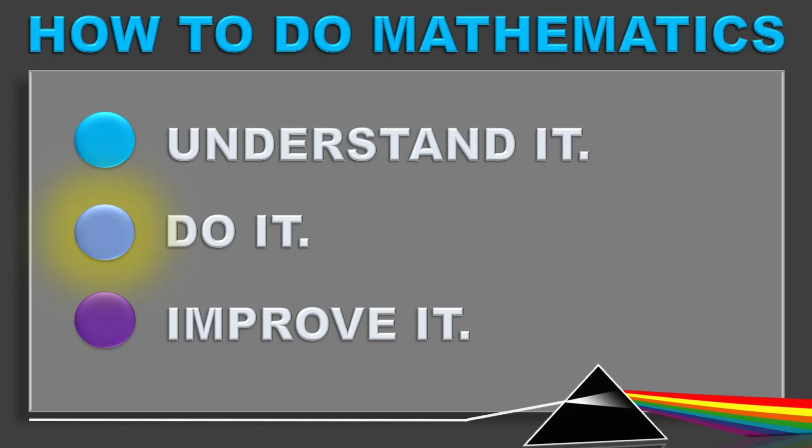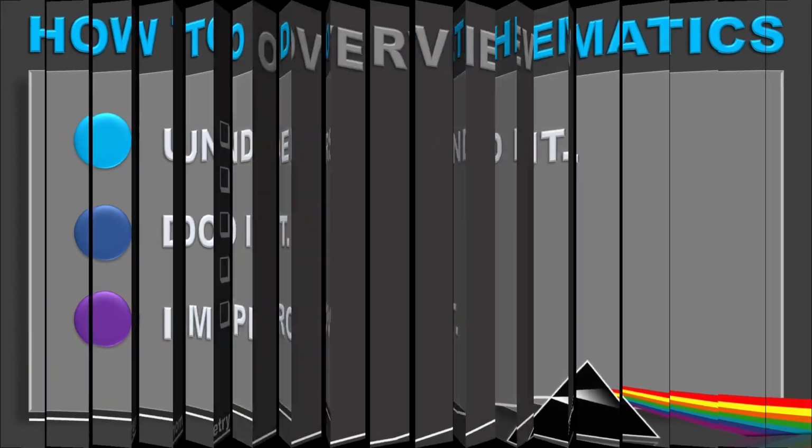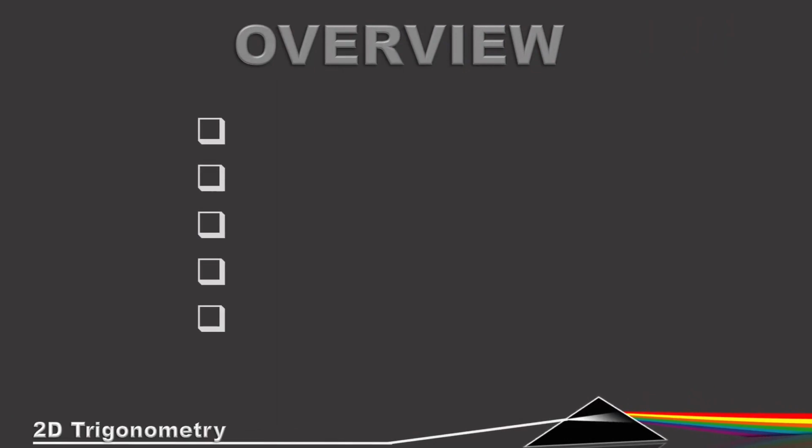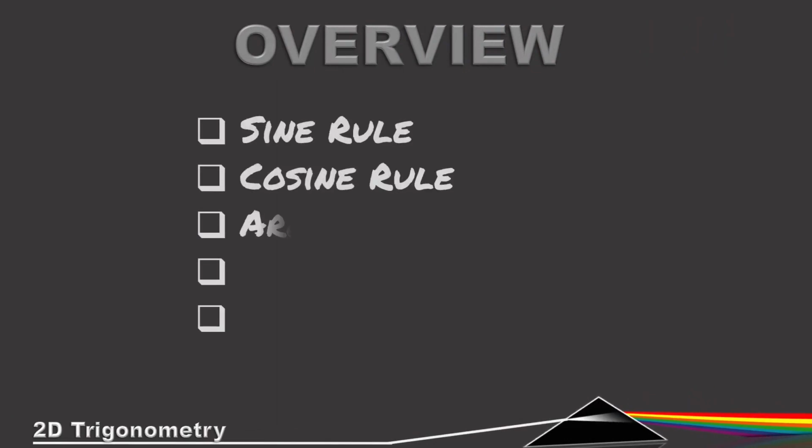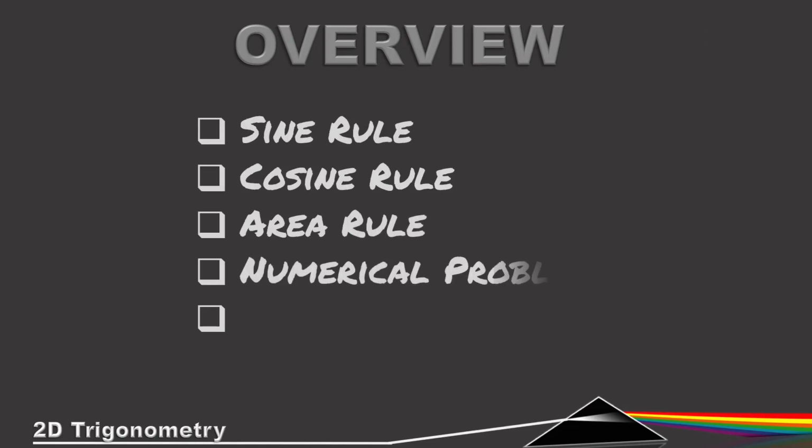Therefore, to get the most out of this lesson, make sure to pause and do the questions before watching the answers. You improve your skills only through practice, but more specifically marking your practice sums and learning from your mistakes. Now this video consists of 5 sections. First, we're going to look at the sine rule, then the cosine rule, then the area rule, then the numerical problems, and then finally general problems.